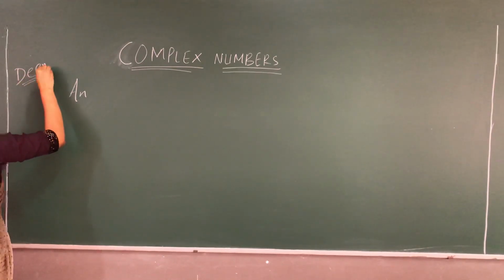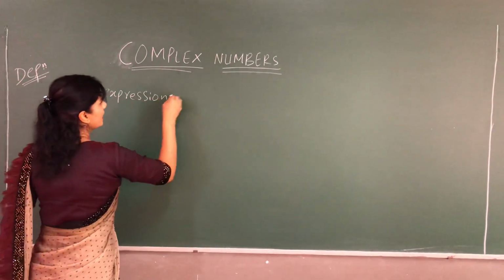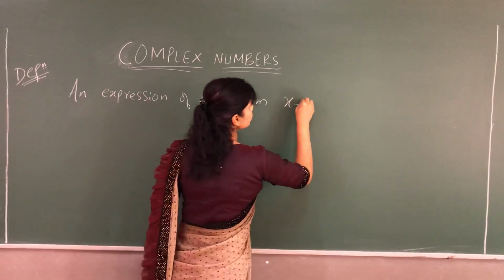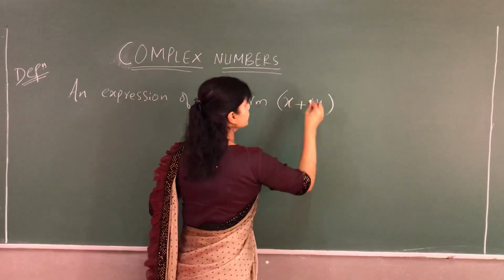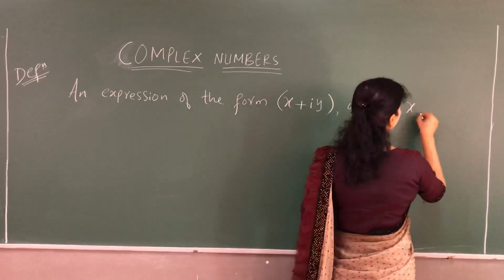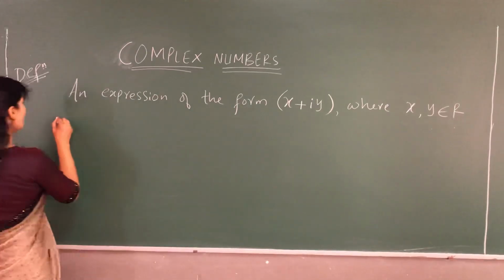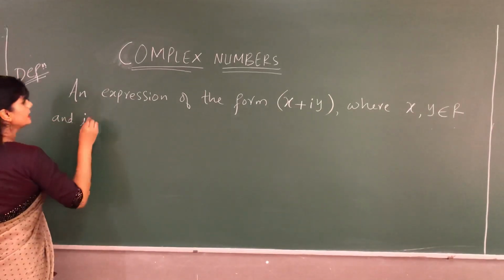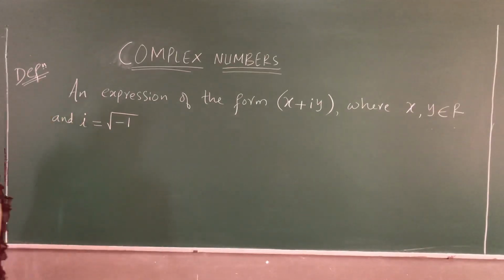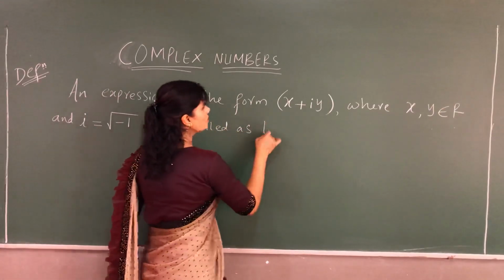The definition of a complex number goes like this. It is an expression of the form x plus iy, where x and y are real numbers, children. X and y are real numbers, and this i which you see, its value is equal to under root minus 1. Okay students, this expression is called a complex number.